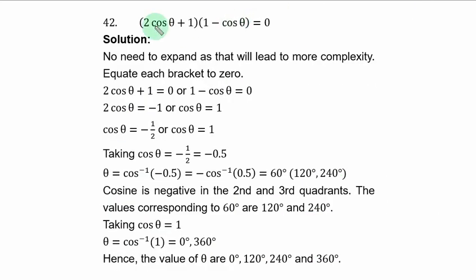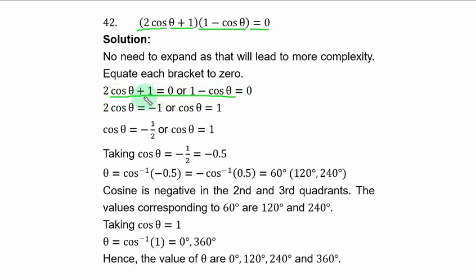Example 42, you have (2 cos theta + 1)(1 - cos theta) = 0. Solution: no need to expand, as that will lead to more complexity. If you choose to expand, you're going to have a more complex equation. You simply equate each bracket to 0 and you have it in this form.